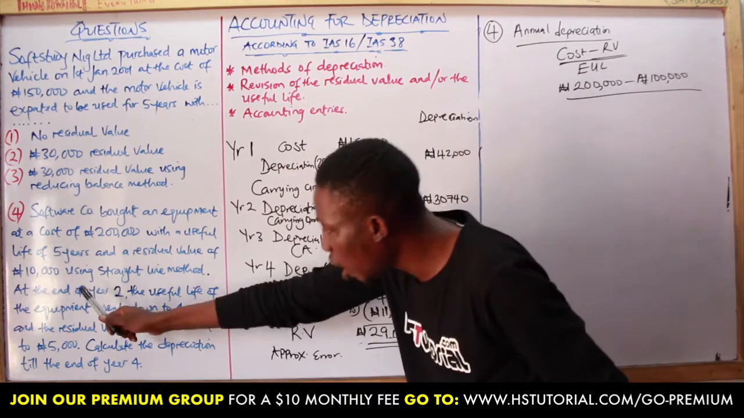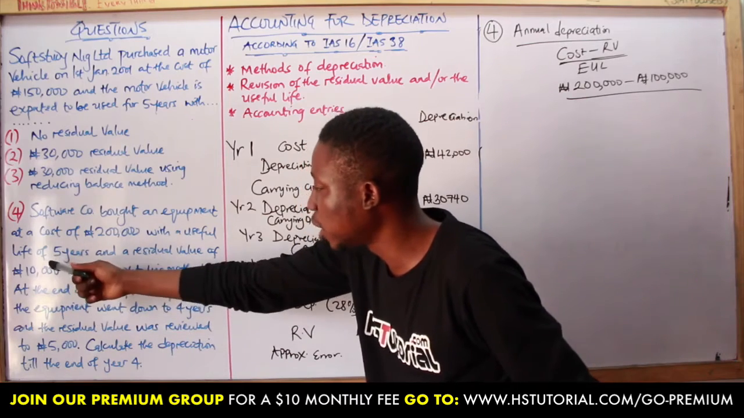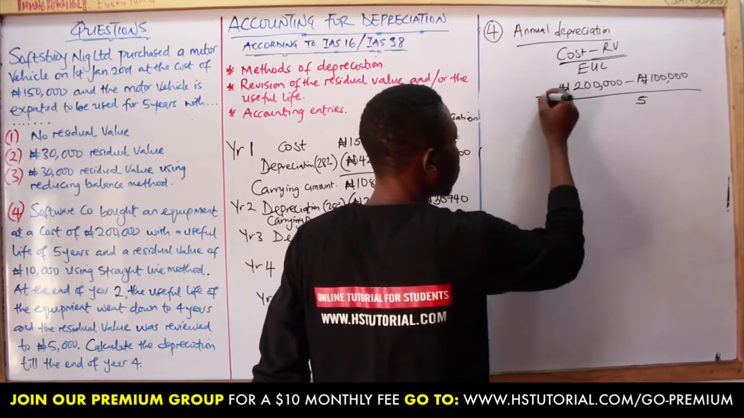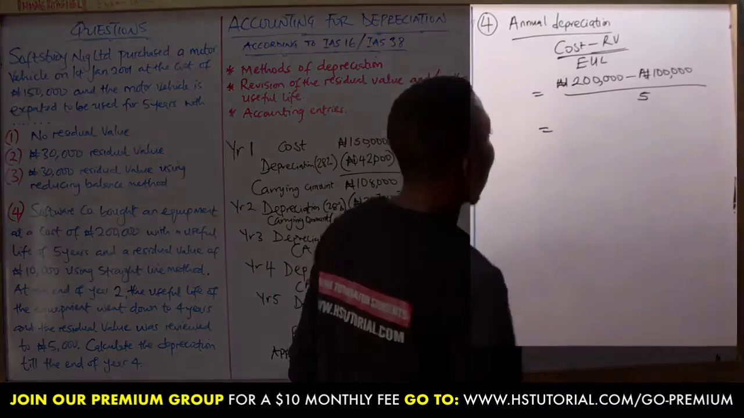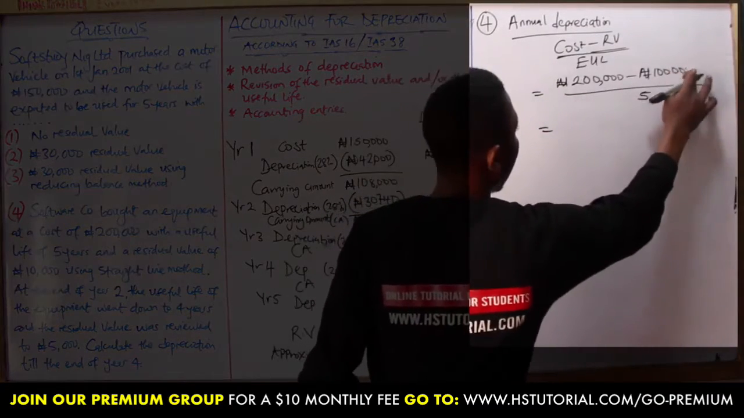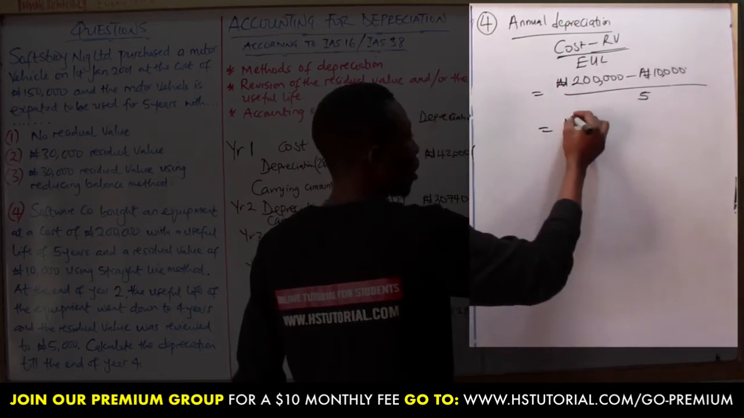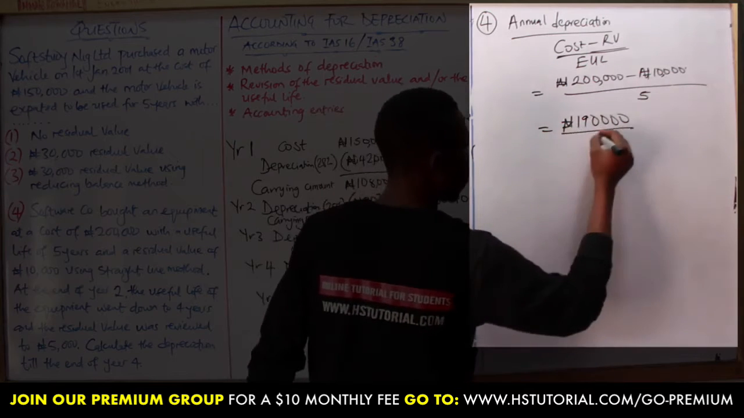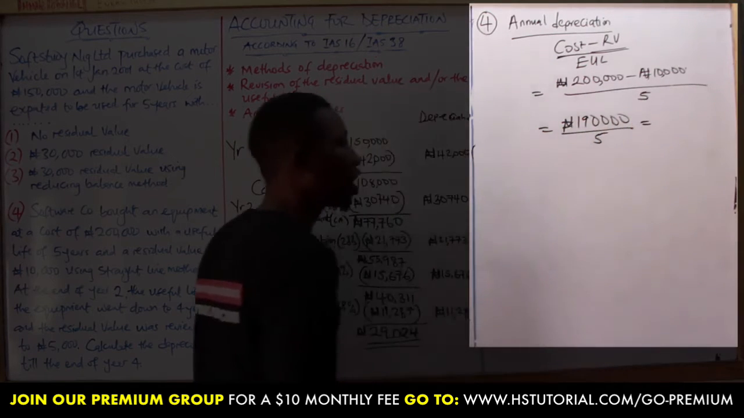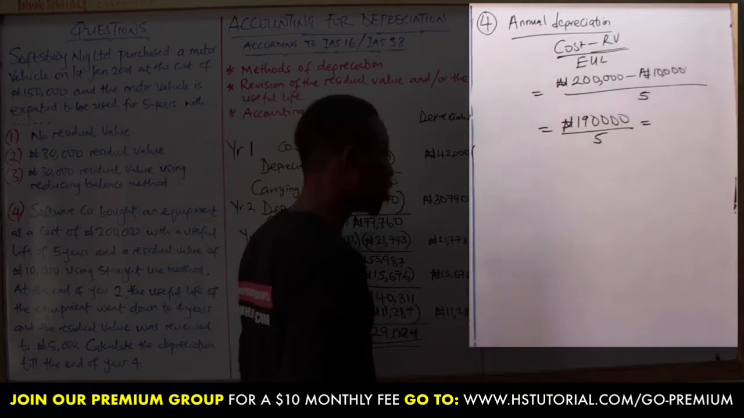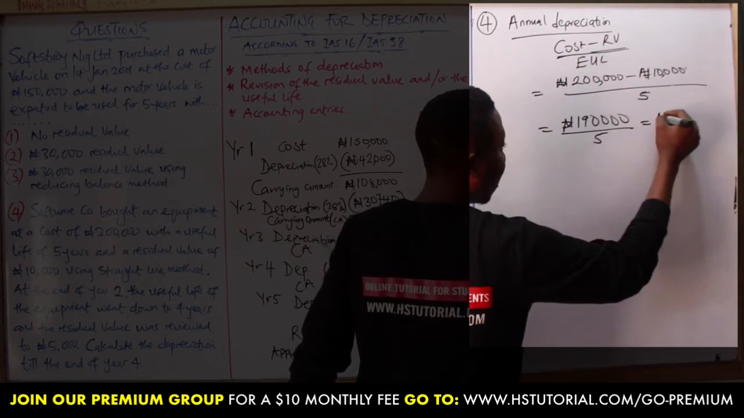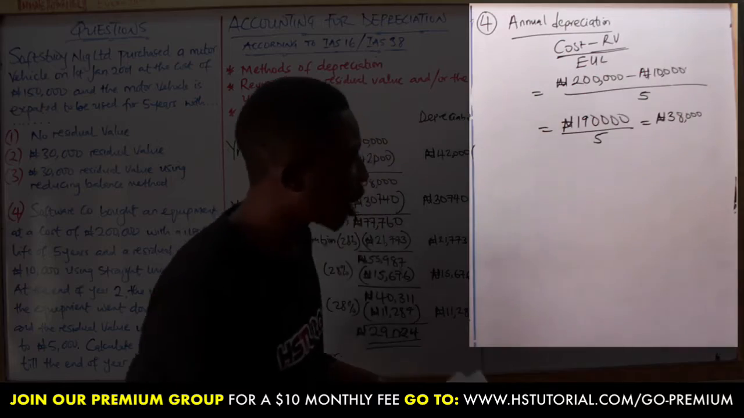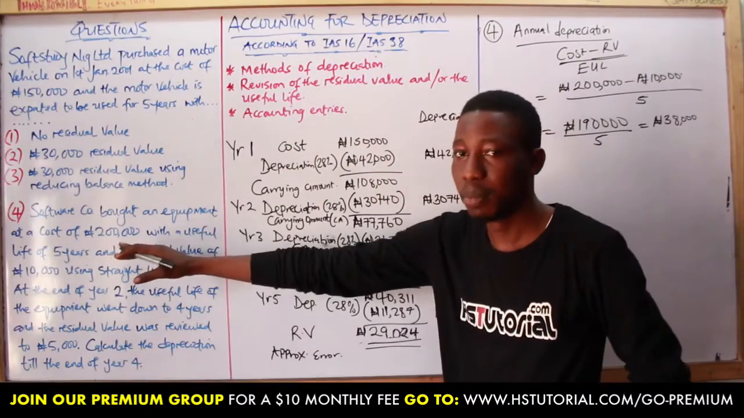What's the initial number of years that the asset is meant to be used for? 5 years, right? Then you can now say 200,000 minus 10,000 naira. That will be 190,000 naira, right? Over 5. So if you use your calculator to calculate 190,000 naira divided by 5, it will give you 38,000 naira. Okay, so now you know we are using this asset for basically 2 years before the change.